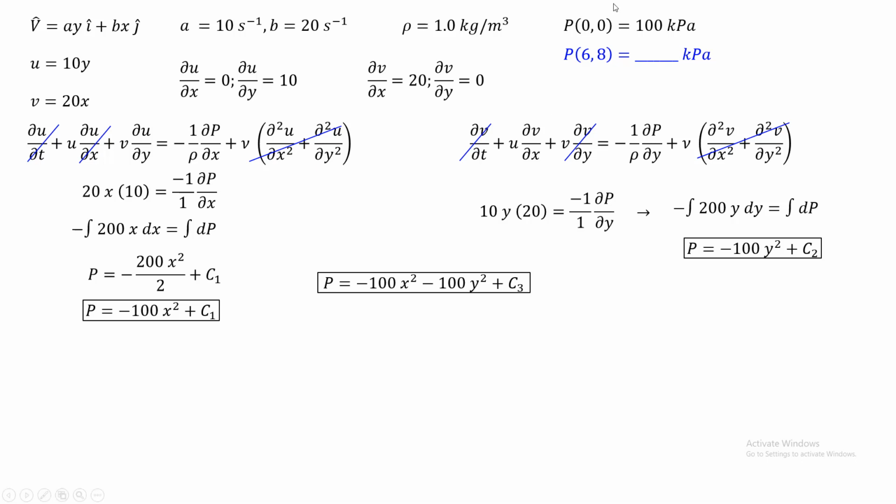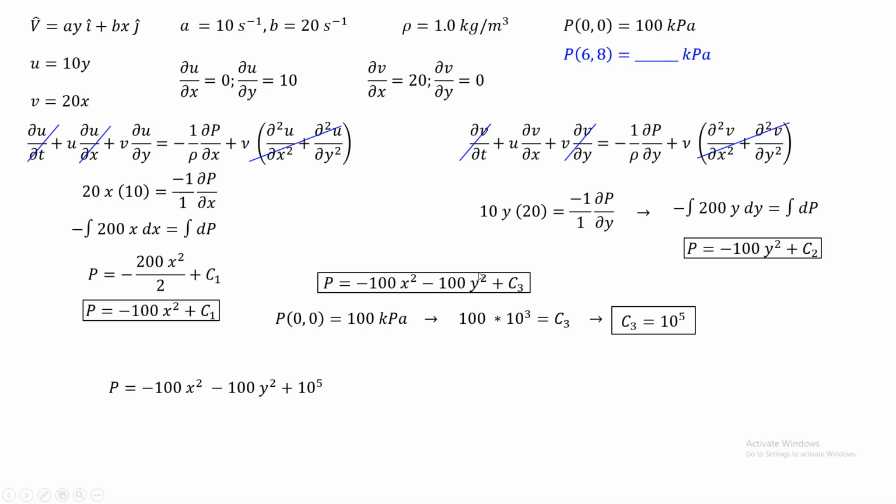Now we have a boundary condition that P at (0, 0) is equal to 100 kilopascal. Let's substitute that. If we substitute that in the above equation, you'll get 100 into 10 power 3, since we have kilo here, and this term is 0, this term is also 0, and we have c3. So c3 is equal to 10 power 5. Let's substitute again into this equation. We'll end up with p is equal to minus 100 x square minus 100 y square plus 10 power 5, right?